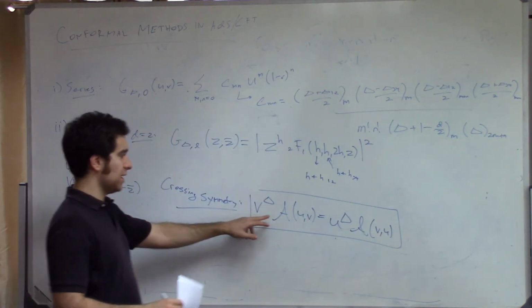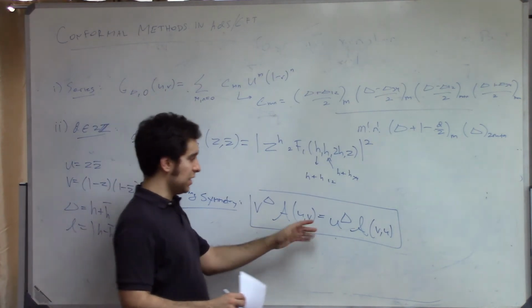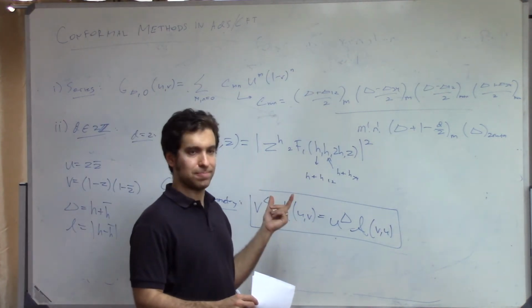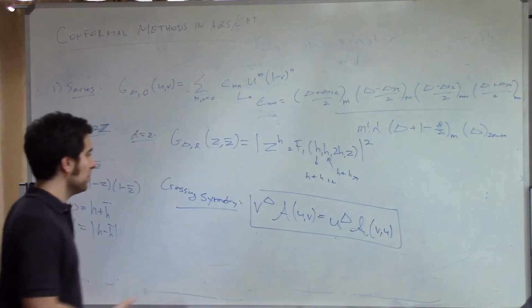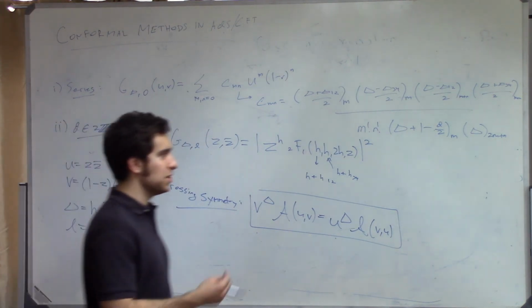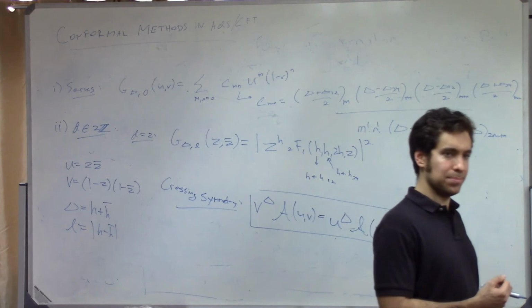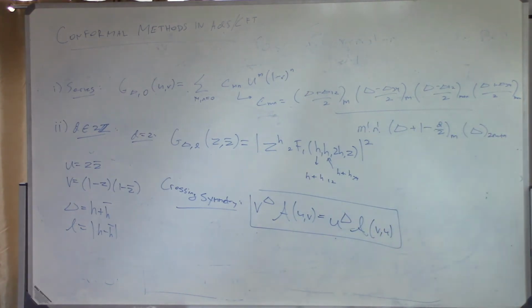So v to the delta times A of u and v is equal to the same function with u and v switched. So where does this come from? Well, this comes from the associativity of the operator product expansion. That is to say, when I expand this in blocks, I can choose to perform the OPE on any pair of operators, for example, this one. But I can also choose to perform the OPE like this, or like this.